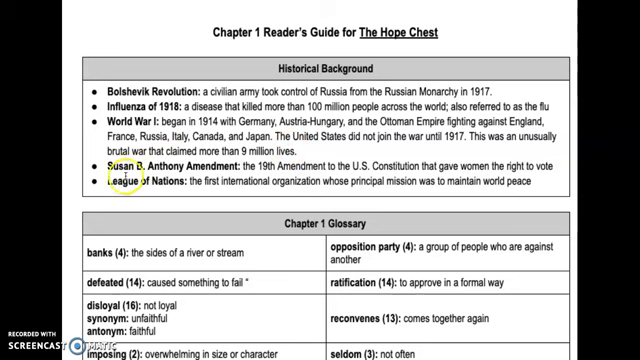Another thing that happened during this time was the Susan B. Anthony Amendment. This was the 19th Amendment to the U.S. Constitution that gave women the right to vote. And then also the League of Nations, the first international organization whose principal mission was to maintain world peace. So those were some things that were happening during that time, which is an important part of setting. It's important for us to know some background information to help us to comprehend the story better.